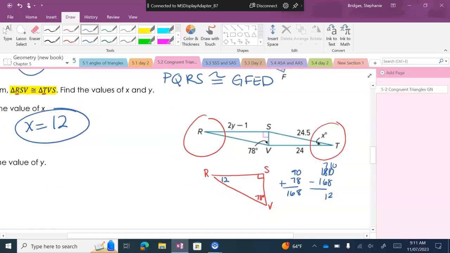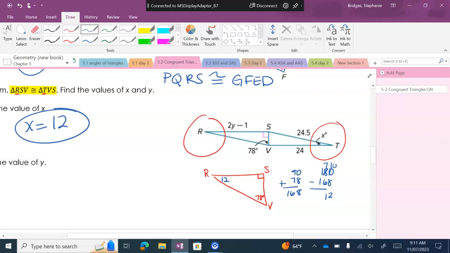Okay, so I had to figure out what angle was the same as T, and I did that by looking at that congruency statement. Now we're going to have to talk about Y. Everybody okay with how I found X? Okay. Do you see that X is angle T?